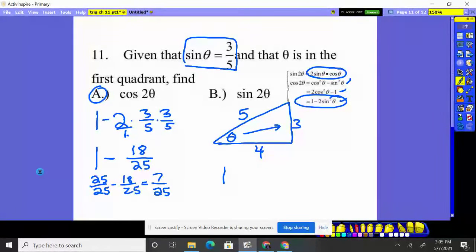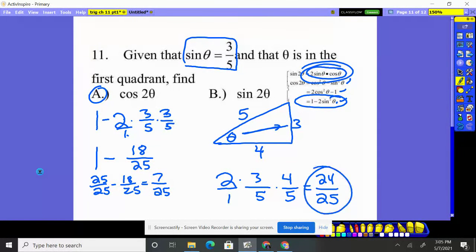Here's our formula. The sine of 2 theta is 2 times the sine value. Well, what's the sine value? I'm going to put this over 1. The sine value is 3/5 times the cosine value, which is 4/5. Now we'll have our answer. 2 times 3 is 6. 6 times 4, 24. 1 times 5 times 5, 25ths.